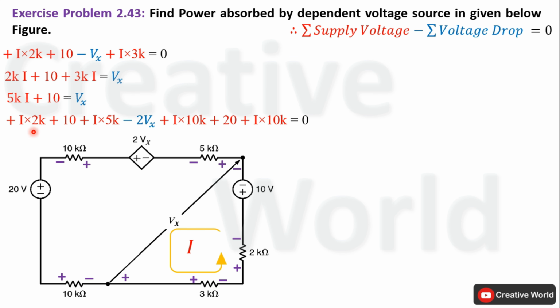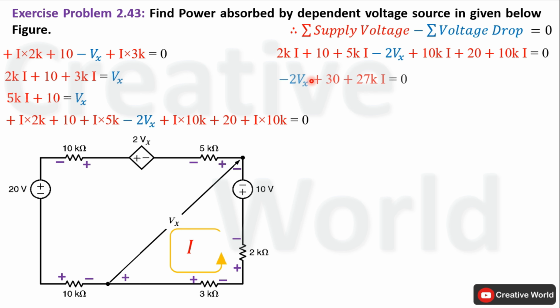Now solve this equation. Take the products of all these currents and resistance values. The equation will become 2Ki plus 10 plus 5Ki minus 2Vx plus 10Ki plus 20 plus 10Ki equal to 0. Inside this equation, add all values that include variable I together and constants together. The equation will become minus 2Vx plus 30, the sum of 10 and 20, and plus 27Ki equal to 0. 27 is the sum of all these values that include variable I.